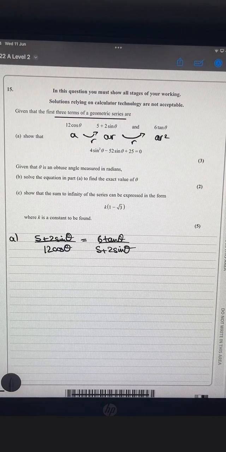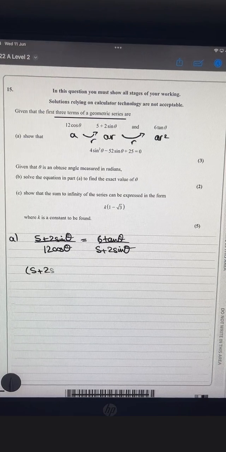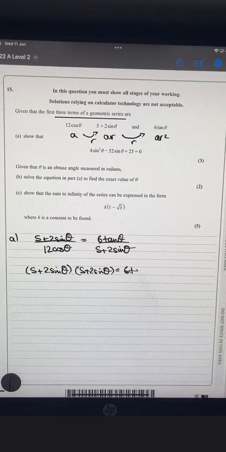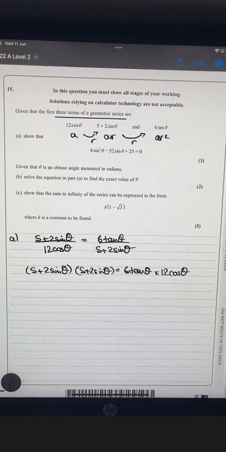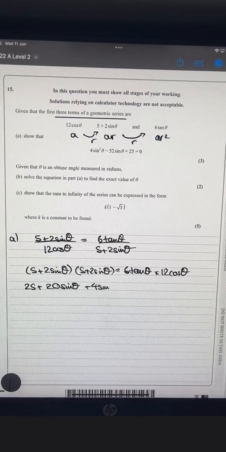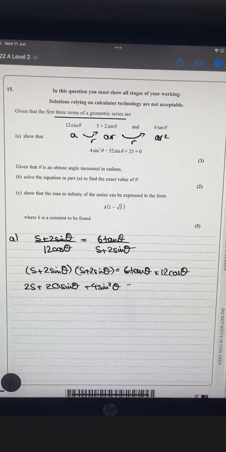So all I have to do is just rearrange this. I'm going to have a lot of expanding, so I'm just going to talk to myself while I expand this. (5 plus 2 sine theta) squared equals 6 tan theta times 12 cos theta. I could have just multiplied that there. Then I have 25 plus 5 times 2 is 10, plus 10 is 20 sine theta, plus 4 sine squared theta equals 72. And I'm going to write tan theta cos theta.